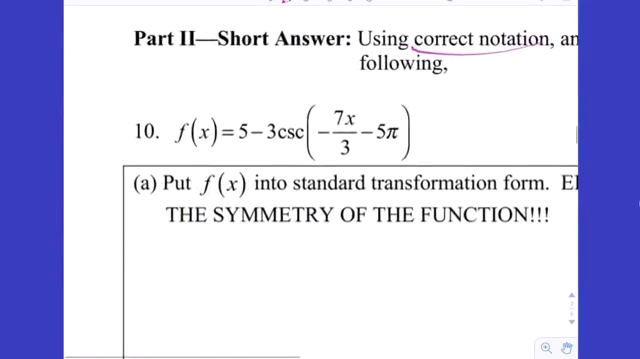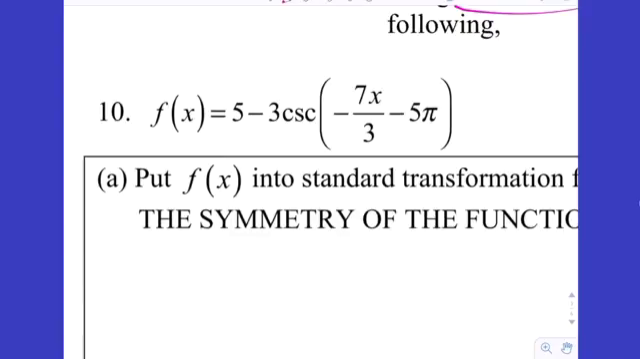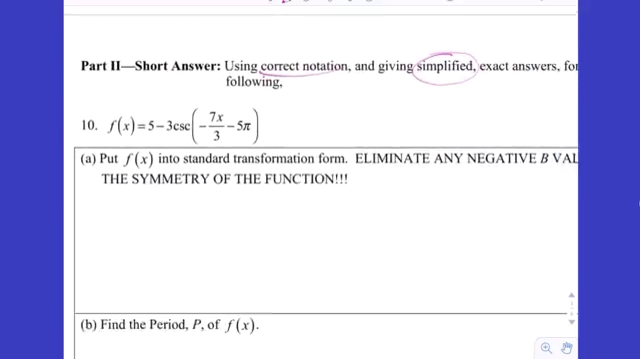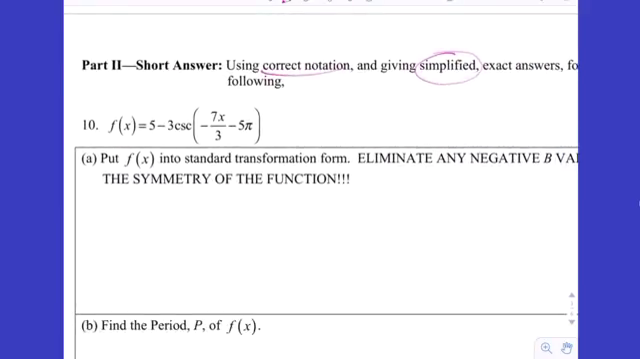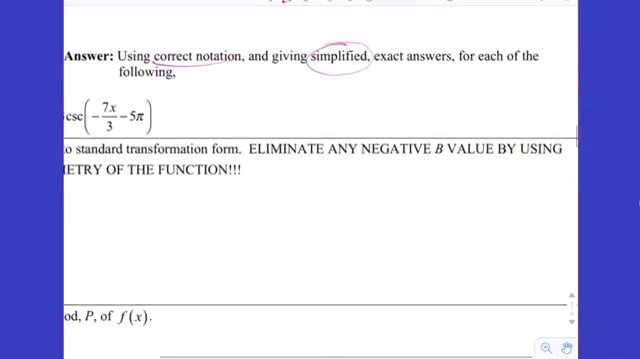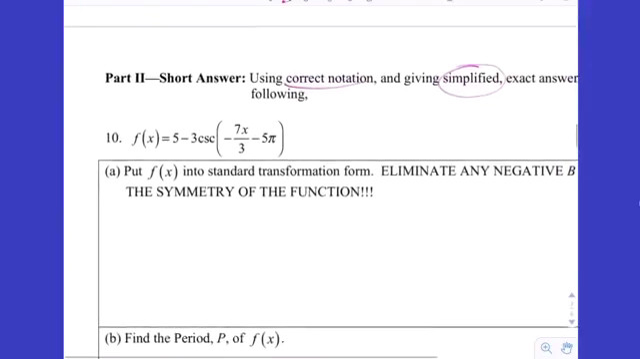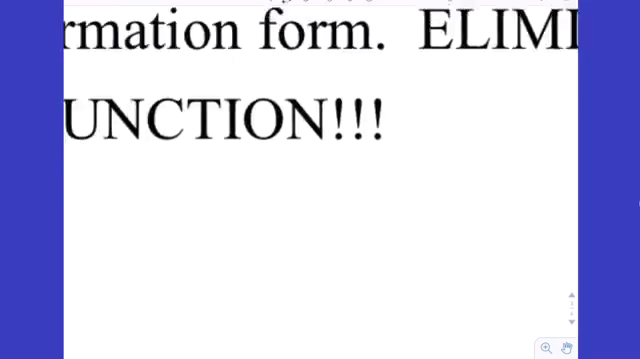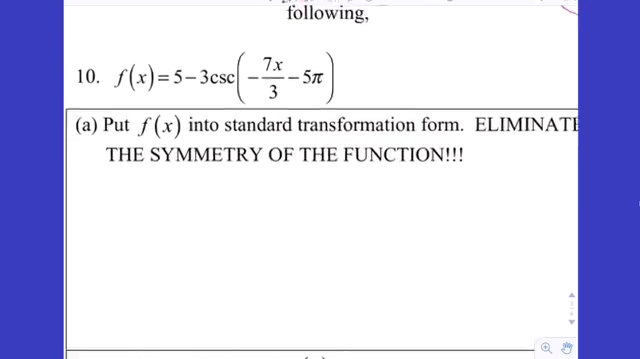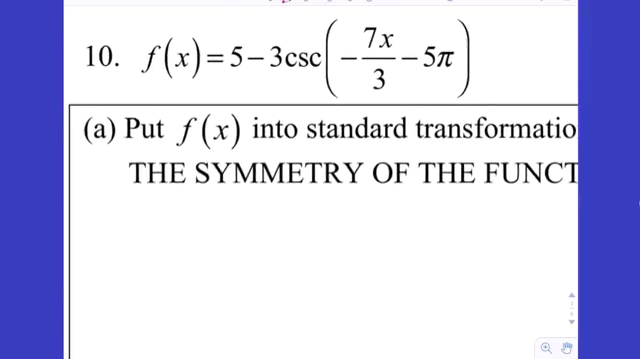For each of the following. Number 10, f of x is that. Part A, put f of x in the standard transformation form. And eliminate any negative b values by using the symmetry of the function, triple exclamation point. Kind of important. So here we go. What's the first step in putting a function into standard transformation form?